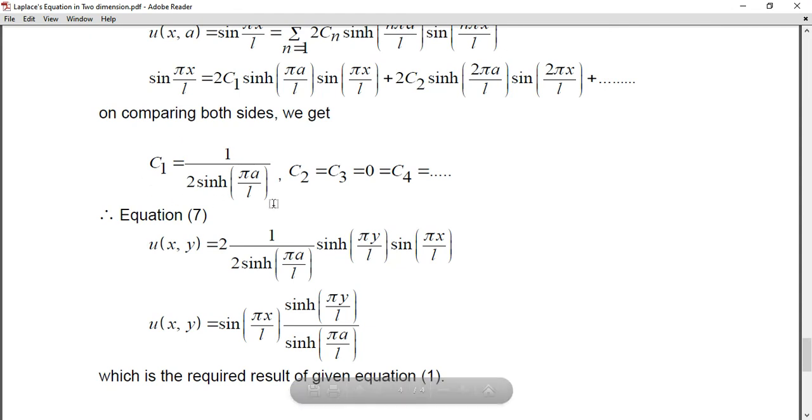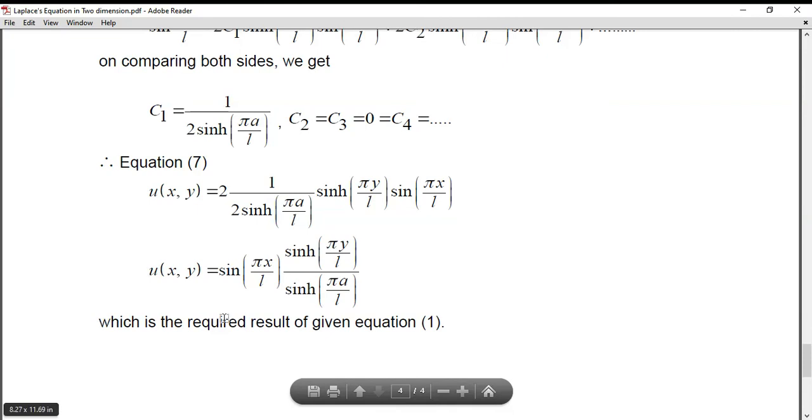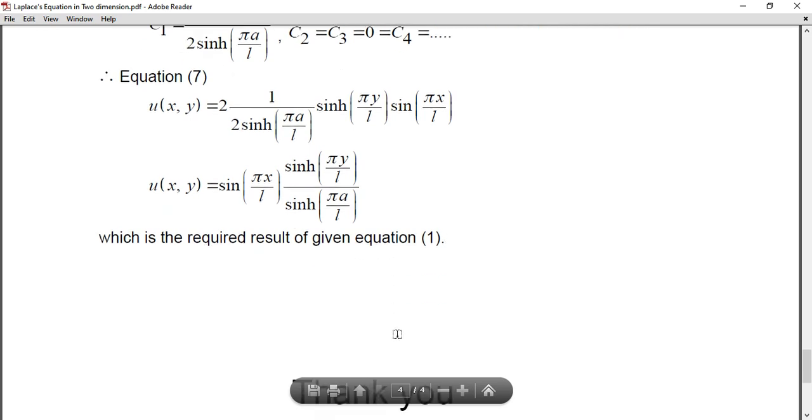When we put the value of c_1 in equation 7, we will find u(x,y) equals 2c_1 sinh(πy/L) sin(πx/L). c_1 is 1 upon 2 sinh(πa/L). It means 2 cancels out. We will find finally u(x,y) equals sin(πx/L) sinh(πy/L) upon sinh(πa/L), which is the required result of the given equation, the required result of Laplace equation. Thank you.